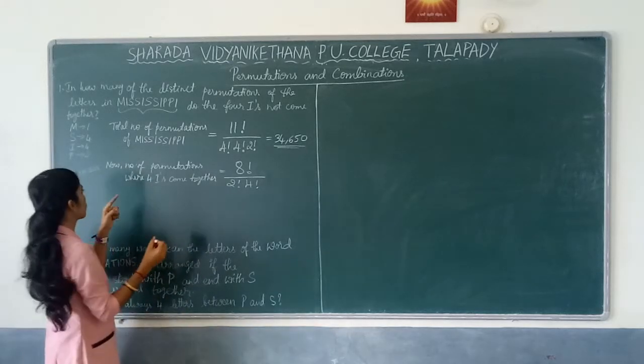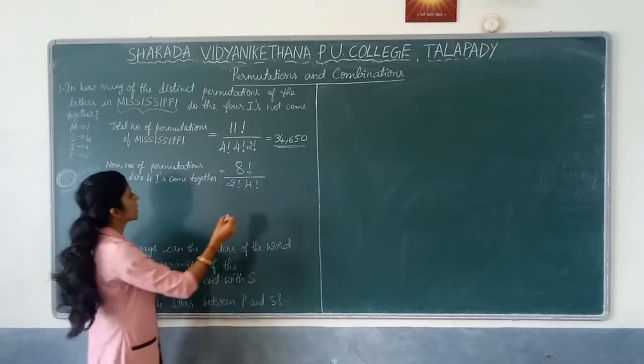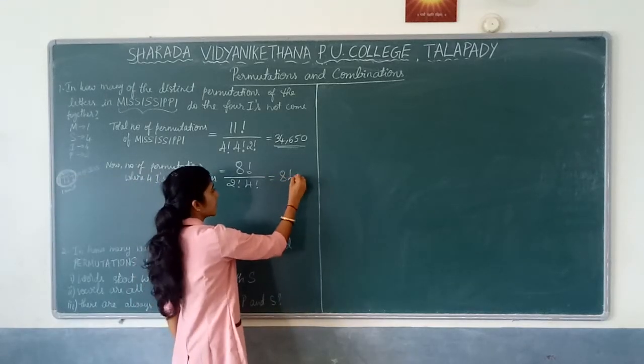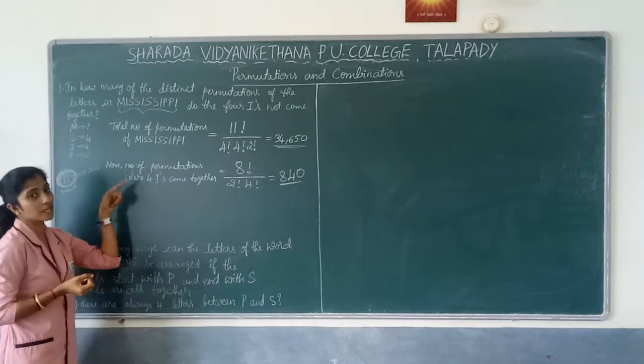So this will be the answer. So simplify 8 factorial divided by 2 factorial into 4 factorial, you get the answer as 840, okay? This is about the permutations where 4 I's come together.